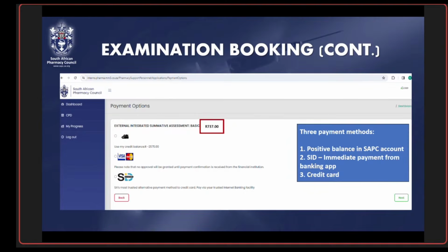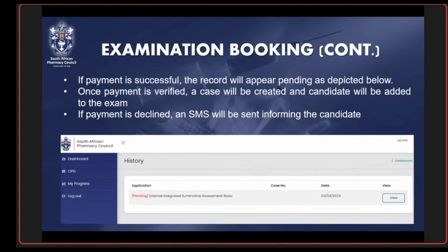And this is what I was saying. If, in the case of an actual EISA, there's an applicable fee, which is 737, that needs to be paid for the booking to be accepted, you will have the option to either use the available credit if you do have credit on your SAPC account. You can also use Visa or MasterCard, or you can use the SID, which will take you to your banking platform. So those are the options available for you to make a payment.